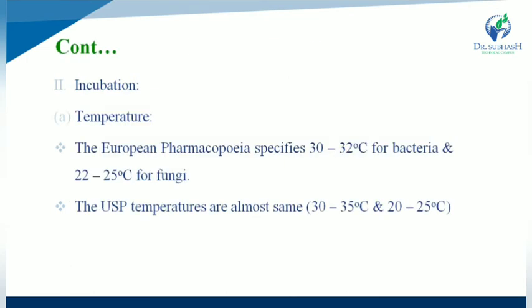In incubation, the European Pharmacopoeia specifies 30 to 35 degrees centigrade temperature for bacteria and 20 to 25 degrees centigrade temperature for fungi, while according to USP the temperature is almost the same, 30 to 35 degrees centigrade for bacteria and 20 to 25 degrees centigrade for fungi. So, these are the incubation temperature conditions for bacteria and fungi according to European Pharmacopoeia as well as USP.